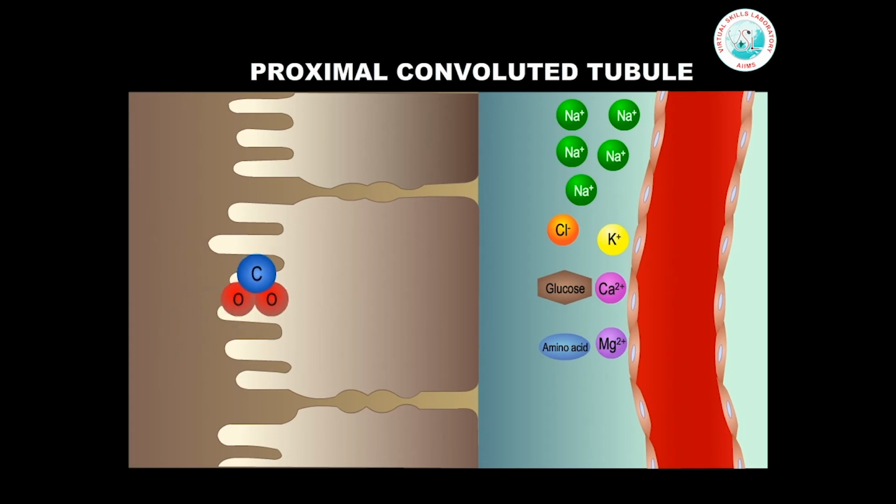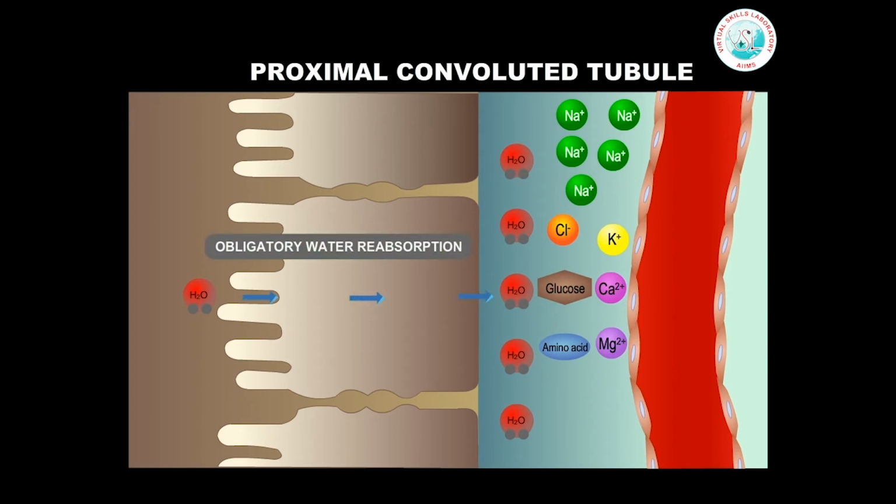Carbon dioxide gas diffuses into the tubular epithelial cell, combines with water to form carbonic acid again. Here again, carbonic acid dissociates into bicarbonate and hydrogen ions. Bicarbonate diffuses into the blood via the interstitium. Following the reabsorption of solutes, the water moves out via osmosis. This is known as obligatory water reabsorption.